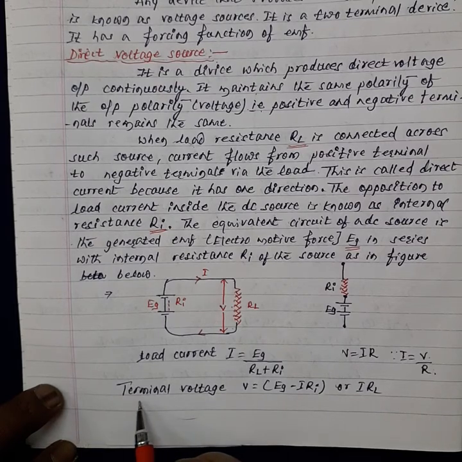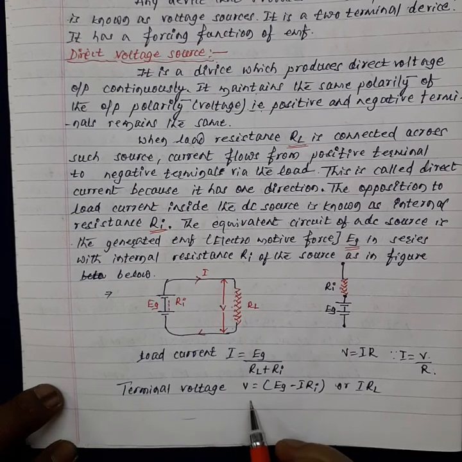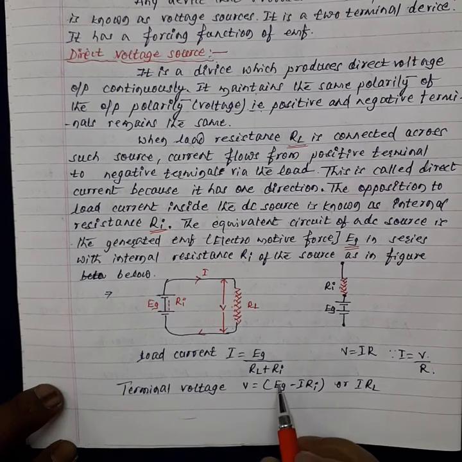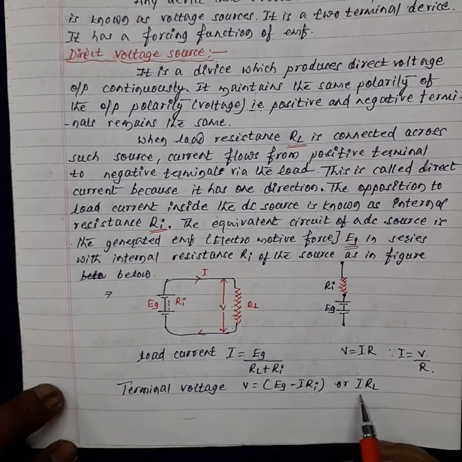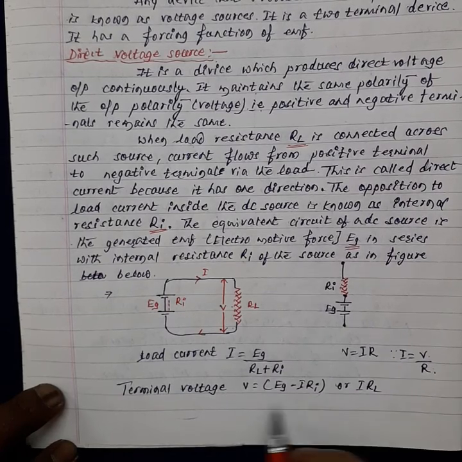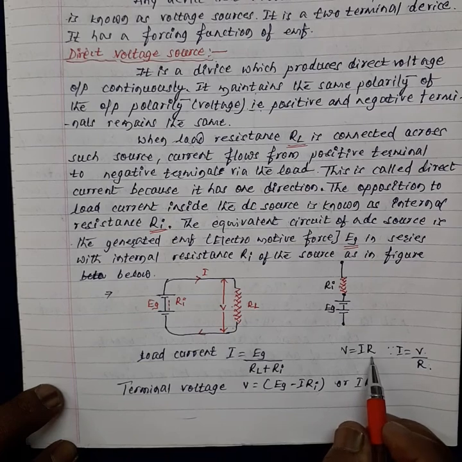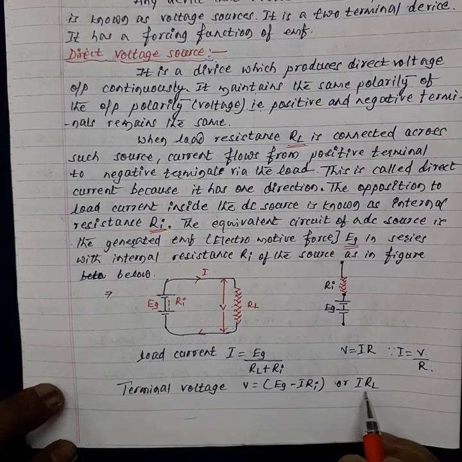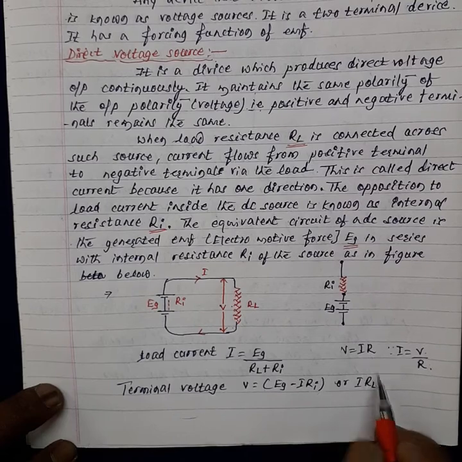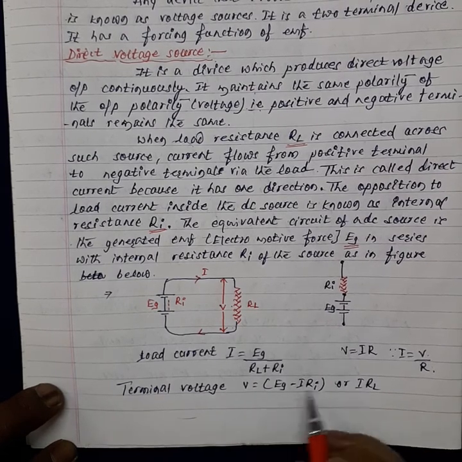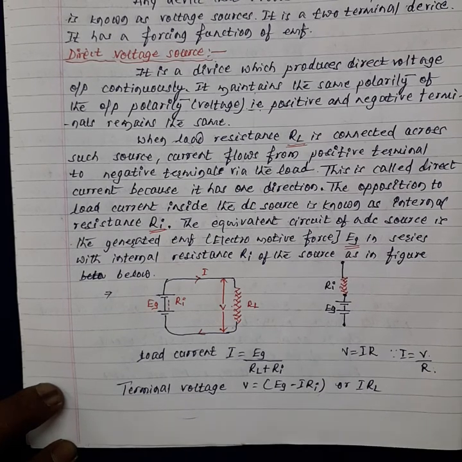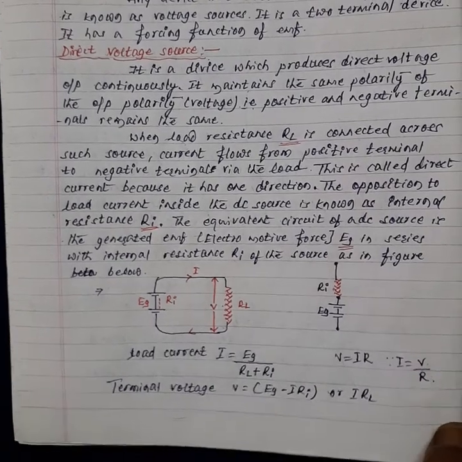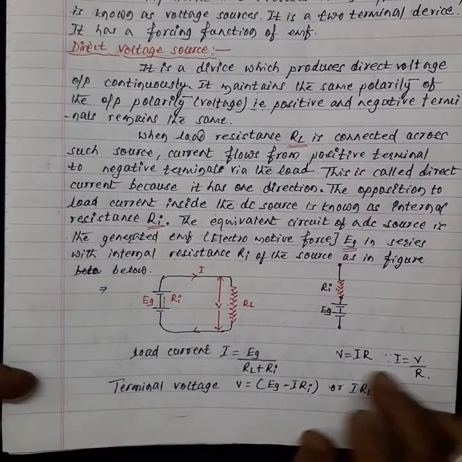So here I can calculate the terminal voltage V equals E_g minus I R_i, or I can call it I R_L. As V equals IR, V equals I R_L, because R here is our load resistance. So this can be calculated as E_g minus R_i times I. This is how the direct voltage source can be connected and calculated.